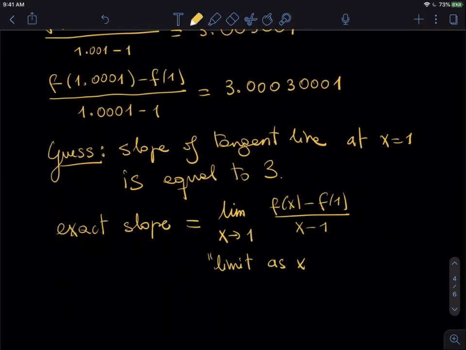Okay, so this is the limit as x tends to 1 or as x approaches 1. Okay, either way we can say. We will get more in detail about limits in the next couple weeks. But for now, the idea is that we can find the slope of a tangent line using an approximation procedure that is called a limit procedure.